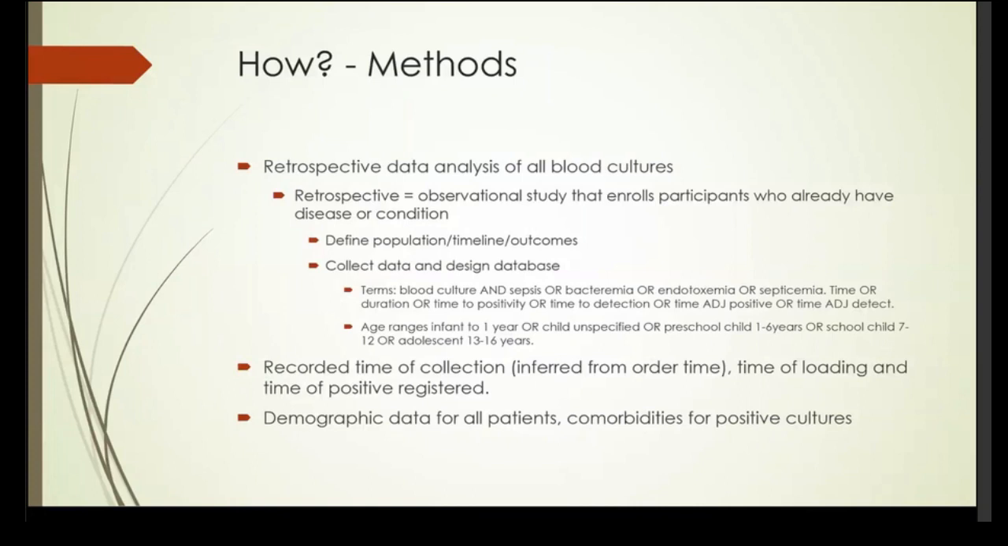And then for their specific age ranges, they needed to use a couple different phrases to get all of the groups they were looking for. Infant under 1 year, or unspecified child, or preschool child 1 to 6 years, or 7 to 12, or adolescent 13 to 16. From that, they recorded the time of collection, which they inferred from when the blood culture was ordered, the loading time, and the time the culture itself was identified as positive. And like I said before, they collected comorbidity information for all positive cultures.